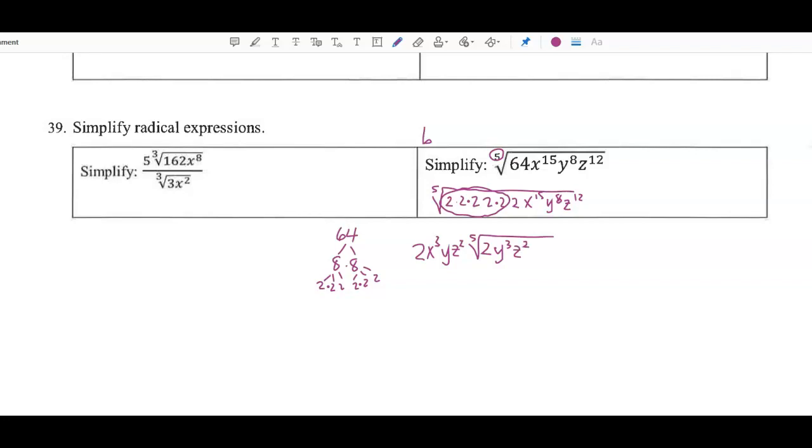All right, so be careful if this is not a square root. Remember, if it's a 3rd root, you're taking them out in groups of 3. If it's a 4th root, take them out in groups of 4, and so on. Okay.